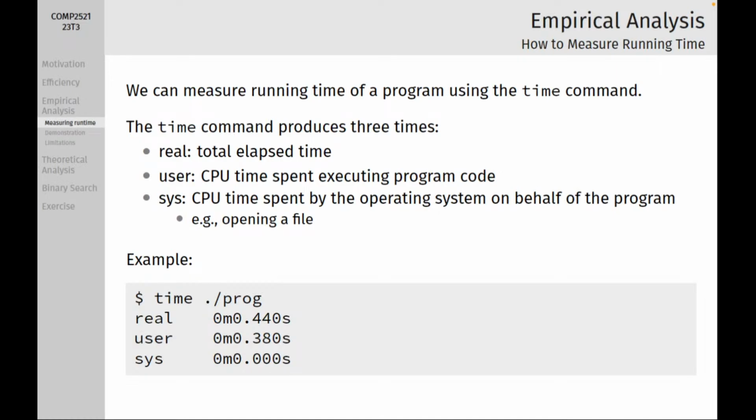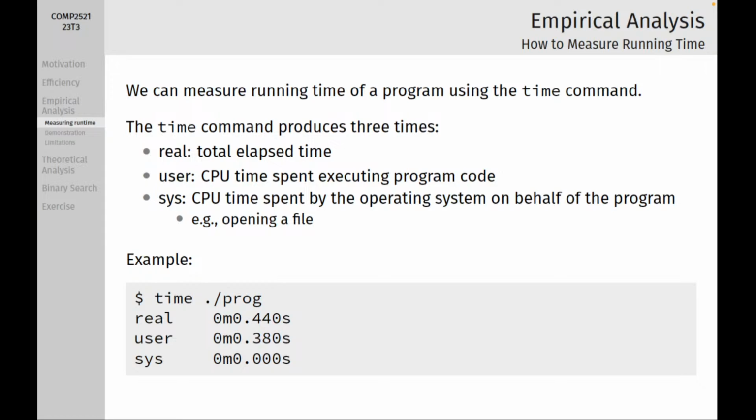Okay, so how do we measure the program's running time? Well, we can use the time command. You run it by just typing time before the actual command that you would usually run. So for example, time ./program. And the time command will produce 3 different times. The first time is the real time. This is the total elapsed time between when the program starts and when the program finishes.